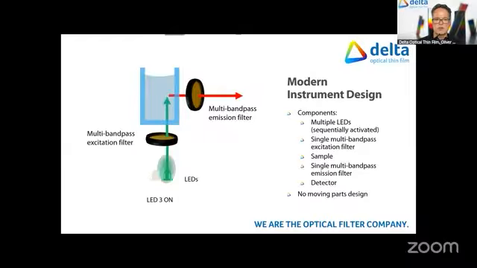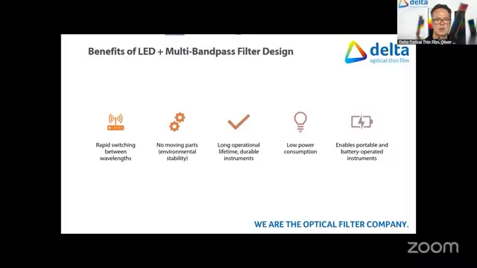So you have seen all the solutions that are possible before. You always need to move something, either a filter wheel, a grating, or variable filters. And here you can have very robust instruments where no moving parts are necessary. So it's possible to switch between wavelengths very rapidly. As I mentioned, it's no moving parts. It also becomes robust, environmentally stable.